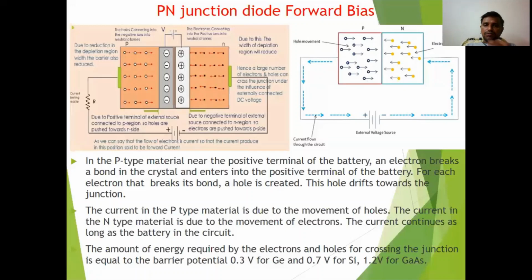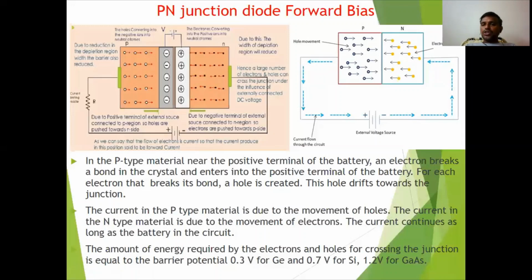Okay, so the current in the p-type material is due to the movement of holes. The current in the n-type material is due to the movement of electrons. The current continues as long as the battery is in the circuit. If you connect the battery, the current flows from p-type to n-type. In the p-type, the holes are moving from p-type to n-type, so the direction of current is from p to n. But the electrons are moving from n-type to p-type, and the current direction due to the electrons is opposite to the direction of the electrons.